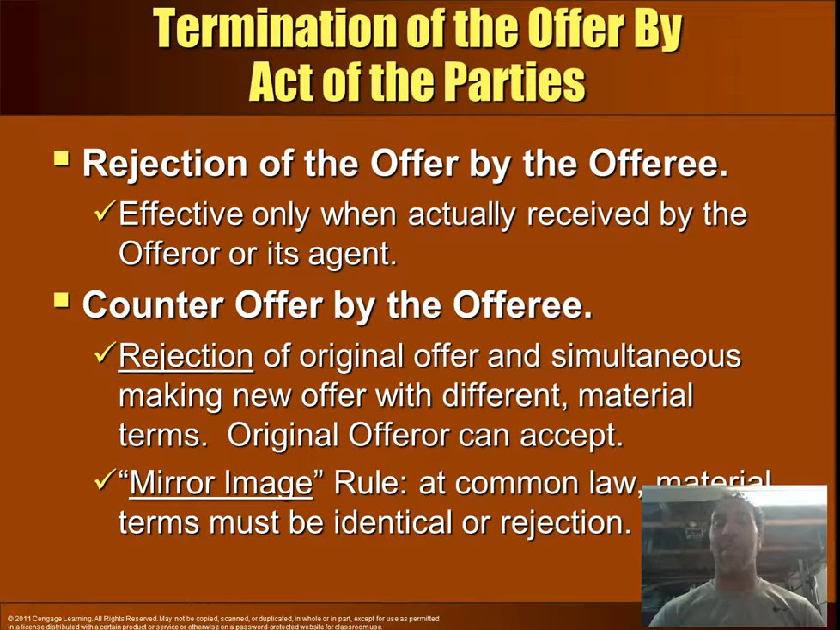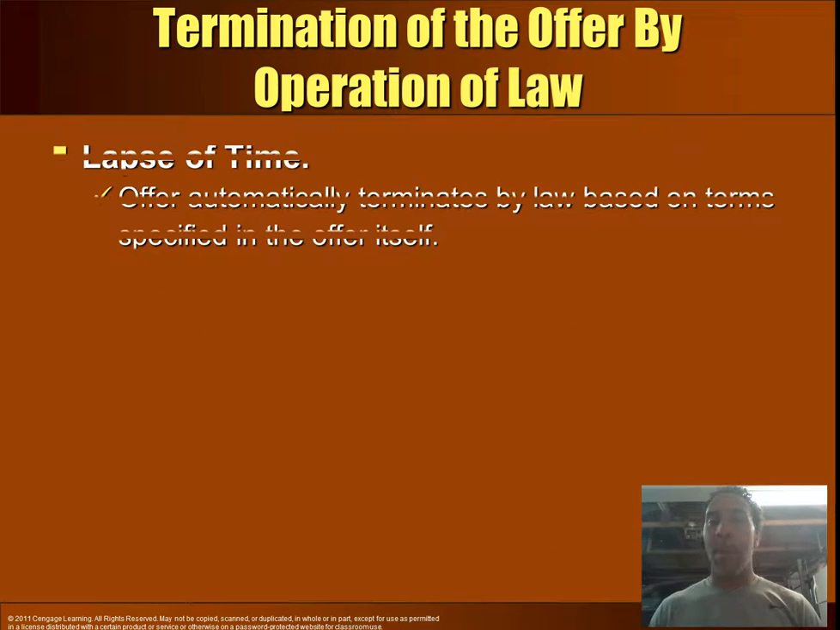It's not shutting anything off the table. But you do have rejection. We all have to deal with that. Get the Heisman every once in a while. Rejection of the original offer and simultaneous making of a new offer with different material terms. So the offerer can accept. You have the mirror image rule. So the rule at common law, material terms must be identical or it will be rejected as well.